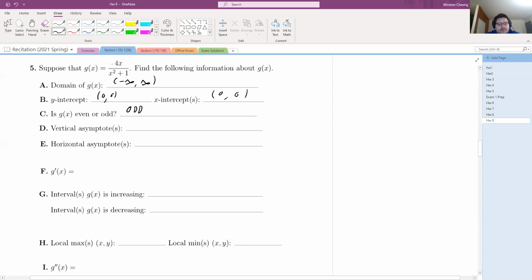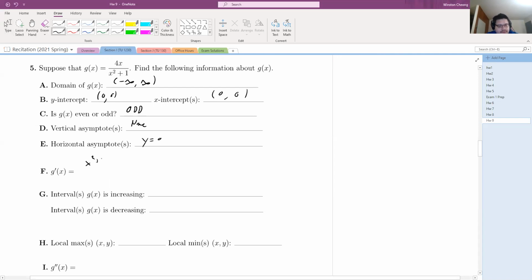For vertical asymptotes, again, the denominator cannot equal 0, so there are none. Horizontal asymptotes: when you take the limit as x goes to plus or minus infinity, you notice that the denominator is higher in degree than the numerator, which means that the denominator is going to dominate, and your horizontal asymptote is just y is equal to 0. So that's all of that. And next we have to do the derivative.